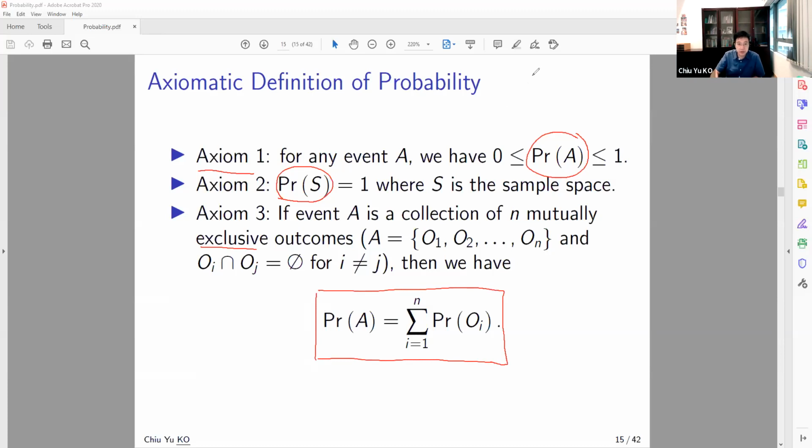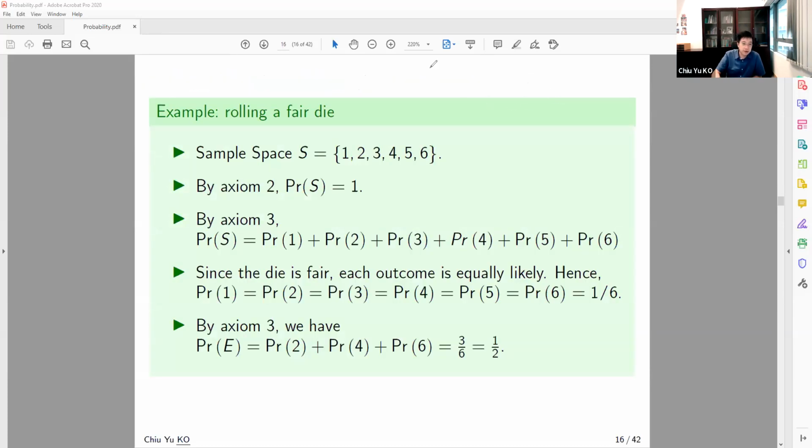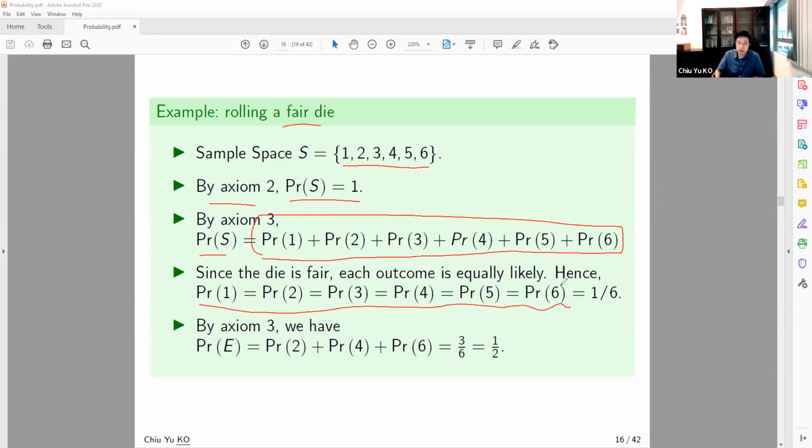We will give an example first. The natural one is again rolling a fair die, with outcomes 1 up to 6. Axiom 2 sets the probability of the sample space to 1, and axiom 3 says that since these outcomes are mutually exclusive, the sample space can be written as the sum of all outcomes. We know they're equally likely, so every one is equal to each other. That means each is 1/6.